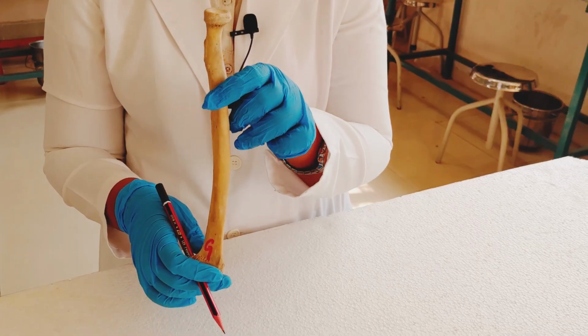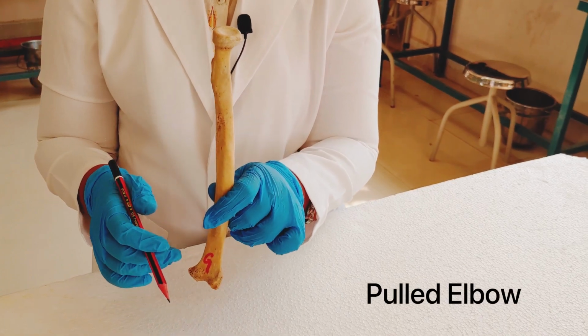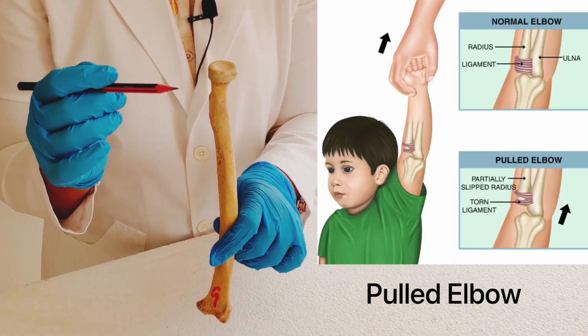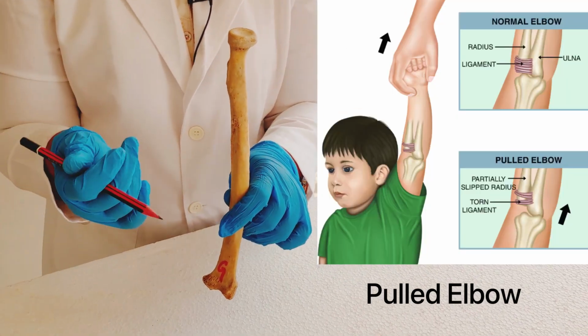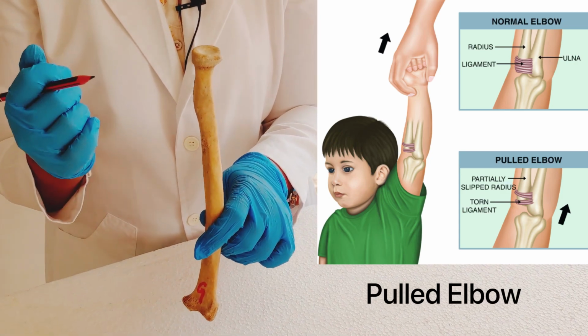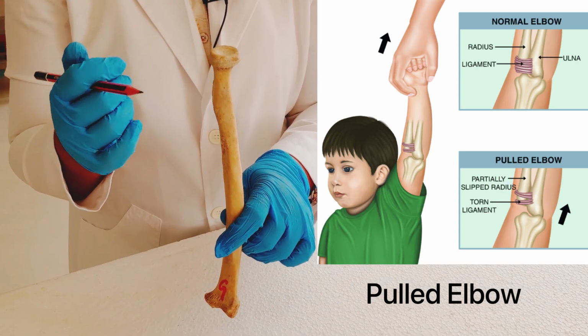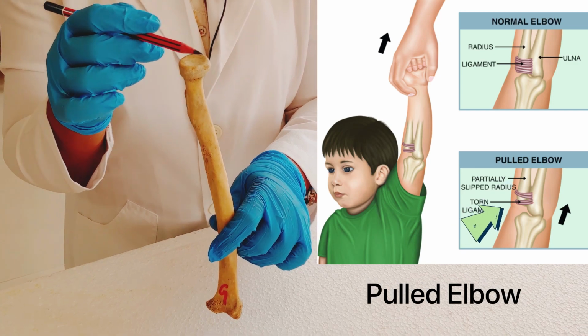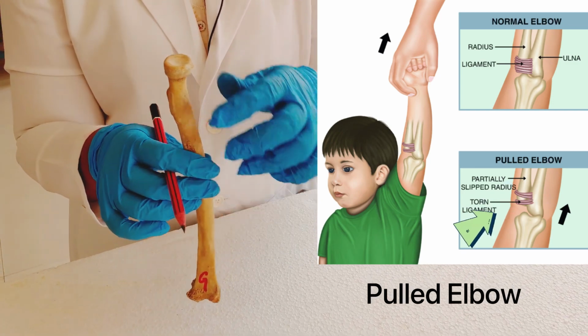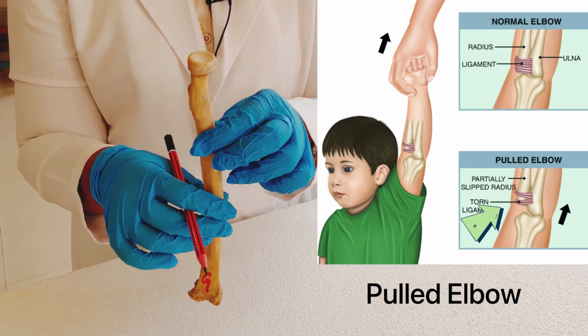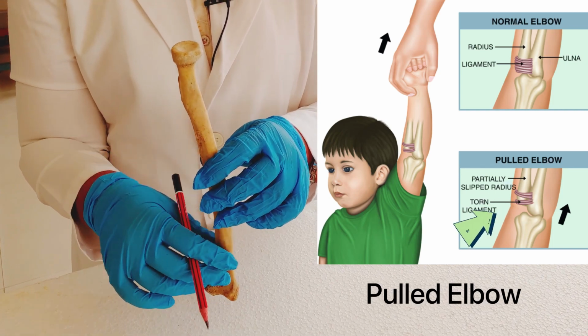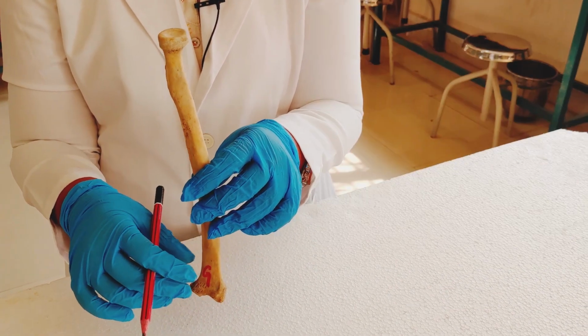Next is one more condition, what we call a pulled elbow, that is seen in infants when there is a sudden stretch or sudden pull of the elbow. The head of the radius, which is enclosed in the annular ligament, will get displaced, leading to the condition we call pulled elbow.